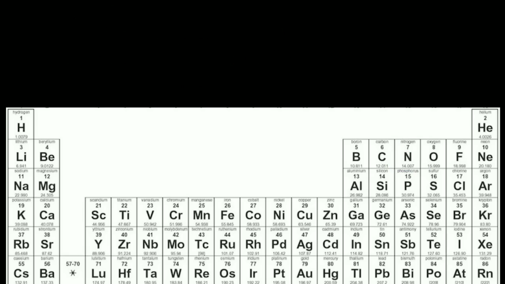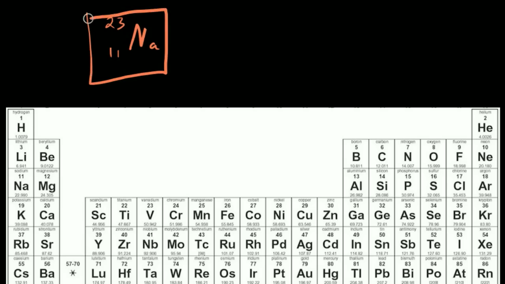So let's say I had sodium, Na. We know that the atomic number of sodium is 11, and let's say this is sodium 23. So that's the isotope that we have. How many protons do we have? Well, it's the same as the atomic number, and we have 11 of them. So we have 11 protons.